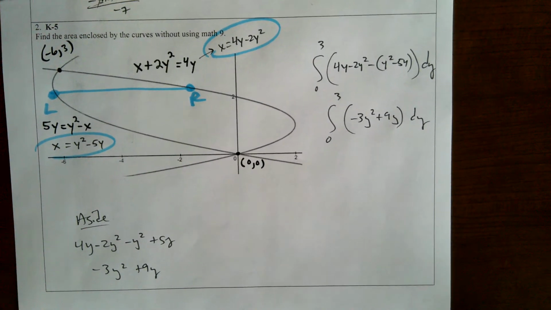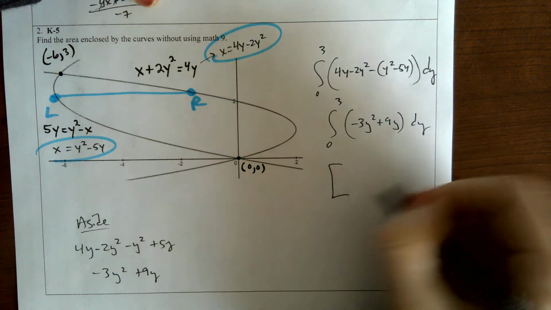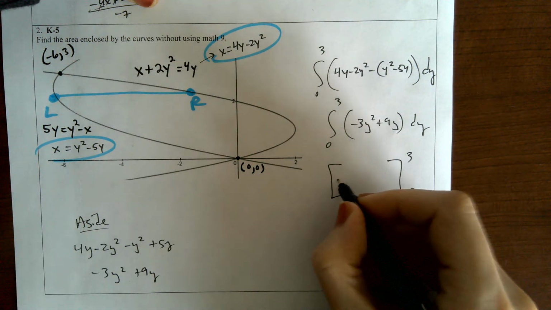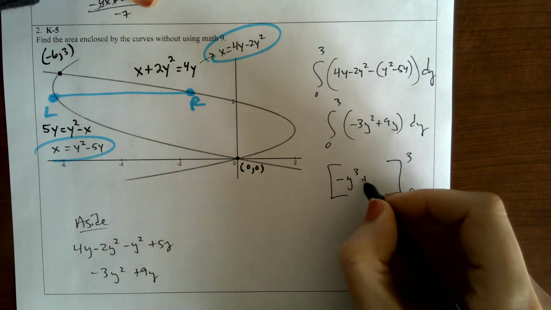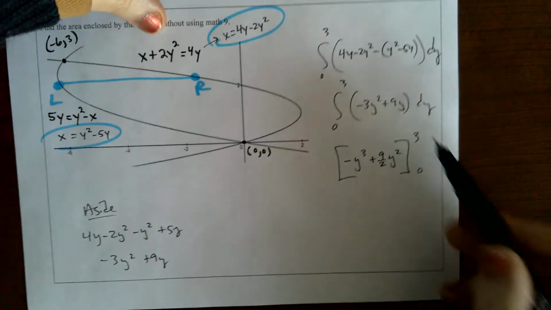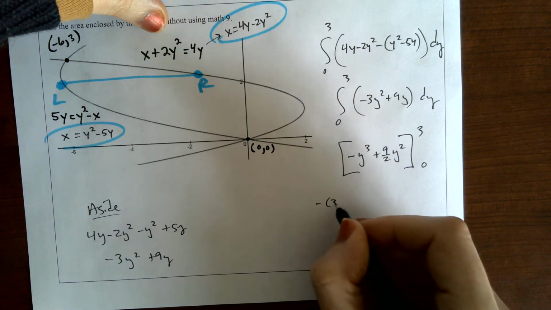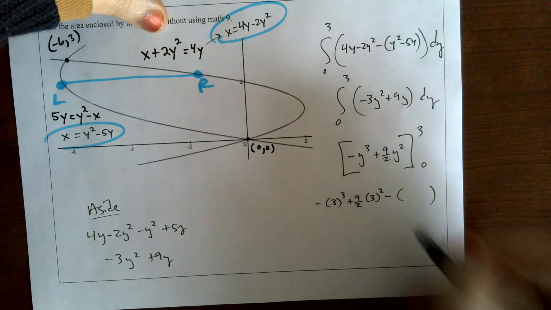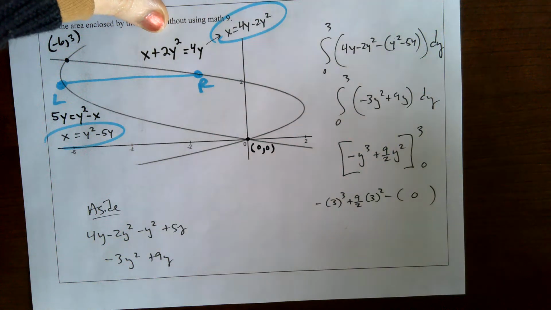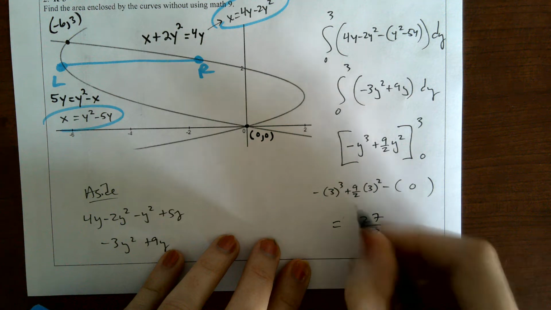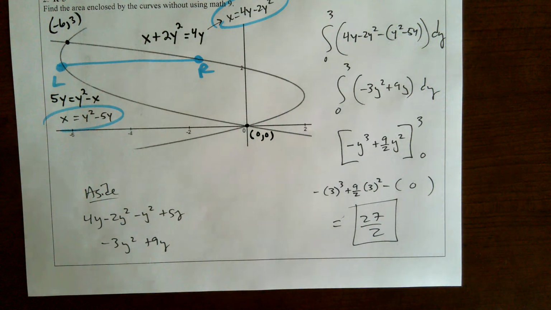Okay, now you're ready to do the fundamental theorem of calculus, which is this. I put the antiderivative inside, so this is negative y cubed plus 9 halves y squared. All right, then you're going to plug in 3. So this is negative 3 to the third, minus, and then you're going to plug in 0, which just gives you 0. And you end up in the end with 27 over 2. Okay. So that is the first page.